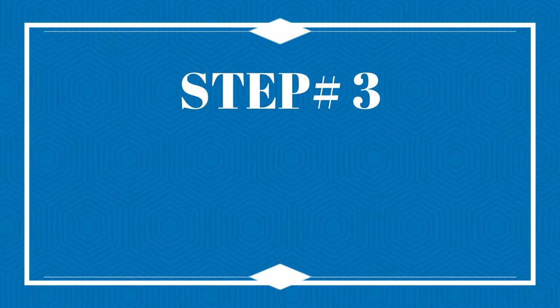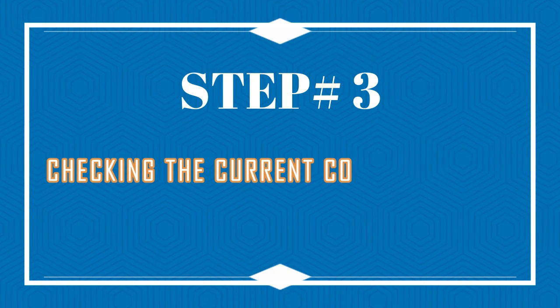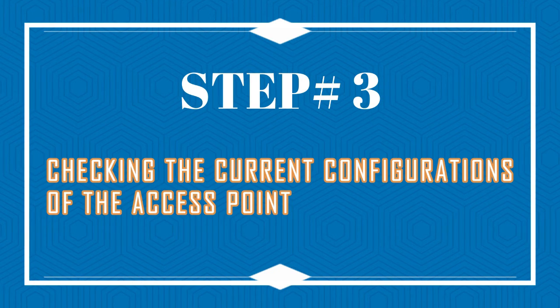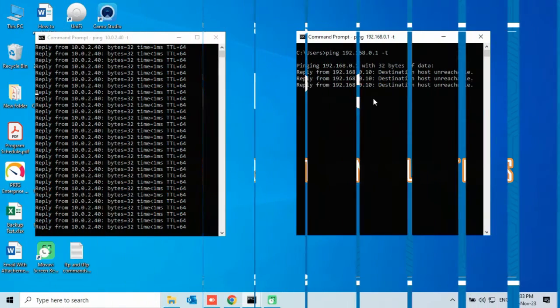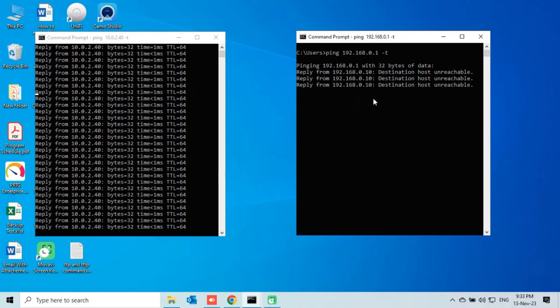Step number 3. Checking the current configurations of the access point. In this step, first I will show you the current configurations of my RUCKUS R510 access point that I made on this access point. Later on, after resetting the access point, once again, I will show you the configurations to make sure that everything has been restored successfully to factory default settings.